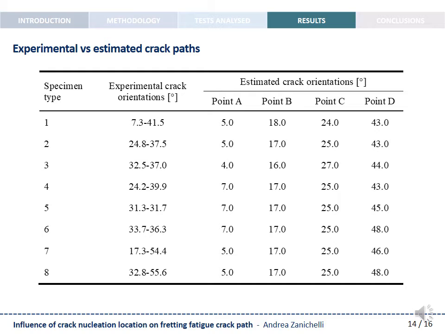The values of crack orientation estimated in correspondence of the 4 different locations previously described are listed in the present slide together with the experimental ones for each specimen type. It can be noted that all the estimations are inward the contact region. Moreover, as the crack nucleation location moves inward the contact region, that is from point A to point D, the estimated values of crack orientation increase. Therefore, it seems that a crack nucleation location within the contact zone allows to better estimate the crack orientation.